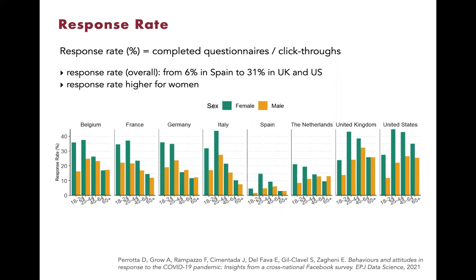And then in general, we see that women were more likely to complete our survey, while participation by age group varies across countries. For example, in Italy or in France, the response rate was higher among younger adults, while in the US it was higher for adults and older adults.